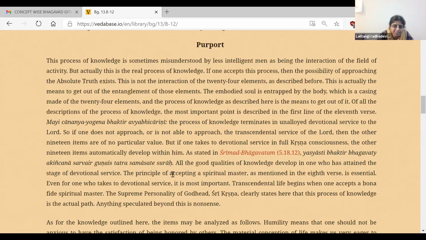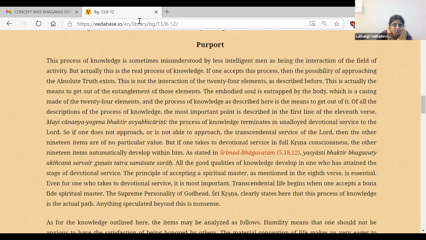The principle of accepting a spiritual master, as mentioned in the 8th verse, is essential. Even for one who takes to devotional service, it is most important. Transcendental life begins. That's why it's called initiation. When one accepts a bona fide spiritual master, the Supreme Personality of Godhead, Sri Krishna, clearly states here that this process of knowledge is the actual path. Anything speculated beyond this is nonsense.